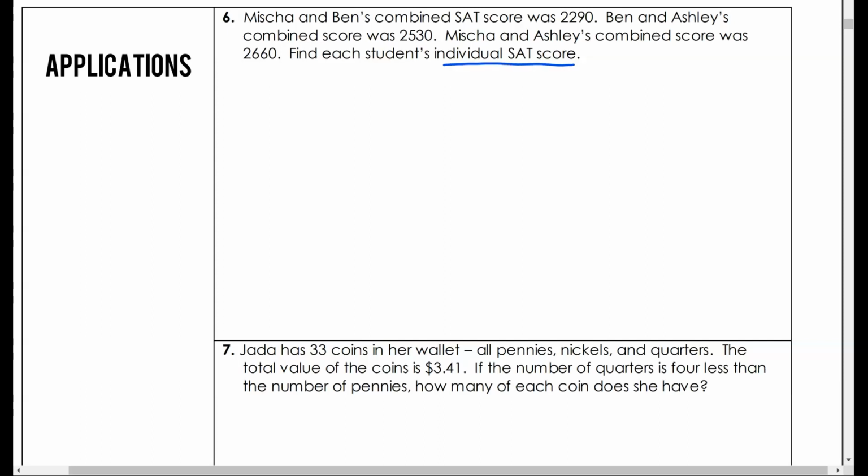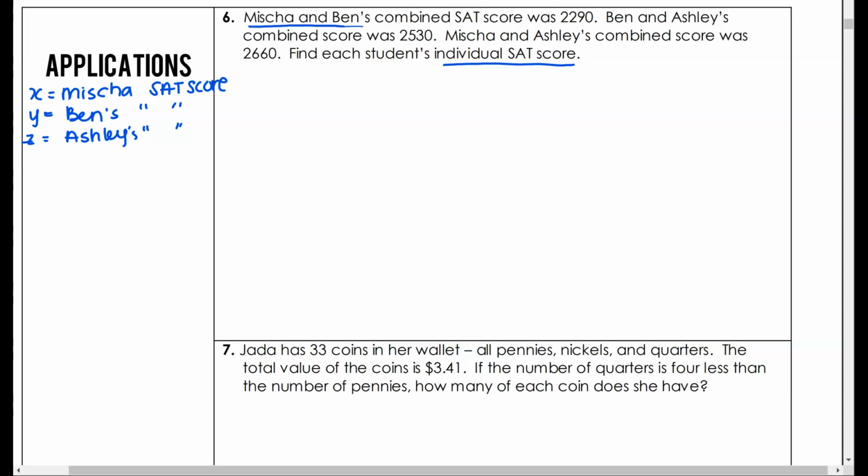So we know that we have to identify who these three individual players are. So let's take a look. X is going to represent Mishka's SAT score. We'll have Y represent Ben's SAT score. And then Z will represent Ashley's SAT score. So all of these are representing the scores.